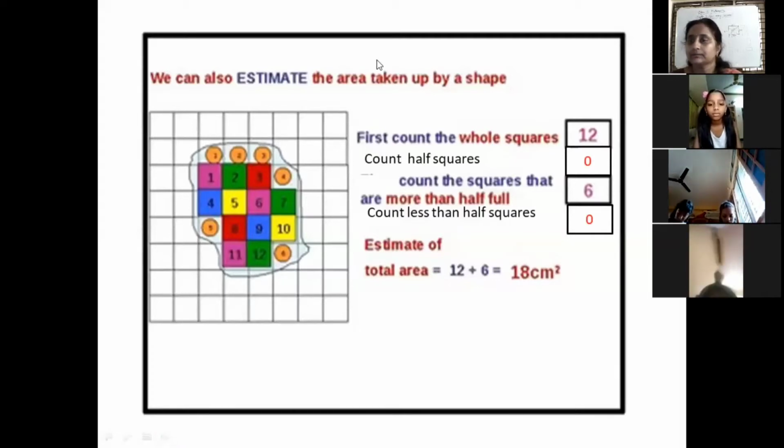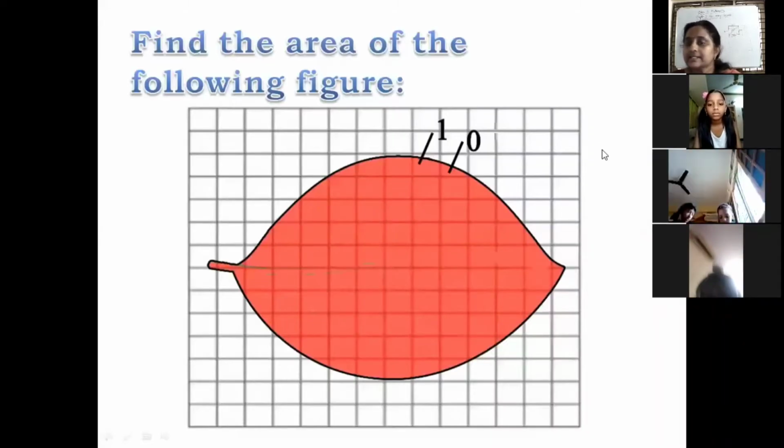Okay? Now, let us see the leaf here clearly. The instruction is given for us. One full square counts as 1. More than half we will count as 1. Less than half we will count as 0. Now, we have to find the area of this leaf. So, let us start.